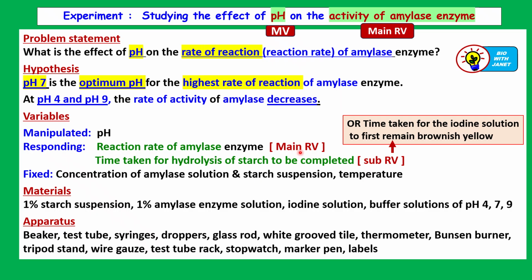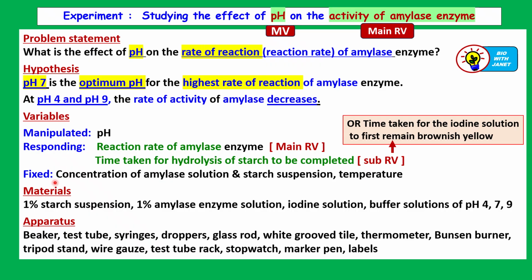But in the lab, how are you going to measure or calculate the rate of reaction? We must find the time taken for the hydrolysis of starch to be completed, by using the iodine test. Another way of putting it is the time taken for the iodine to remain brownish yellow. These are both sub-RV, sub-responding variables, because they are measured in the lab. This is the data that you get from your experiment. From the sub-RV, you will calculate the main RV, which is the reaction rate of amylase enzyme, the 1 over T.